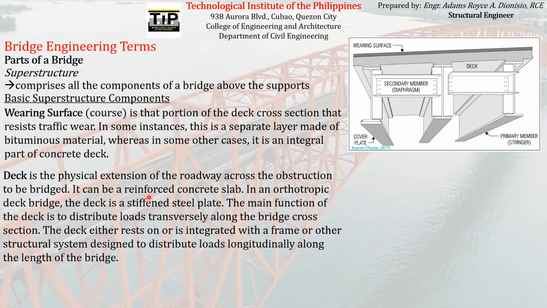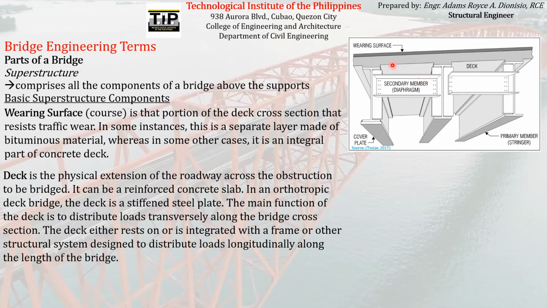It can be a reinforced concrete slab. In an orthotropic deck bridge, the deck is a stiffened steel plate. The main function of the deck is to distribute loads transversely along the bridge cross-section. The deck either rests on or is integrated with the frame or other structural system designed to distribute loads longitudinally along the length of the bridge.